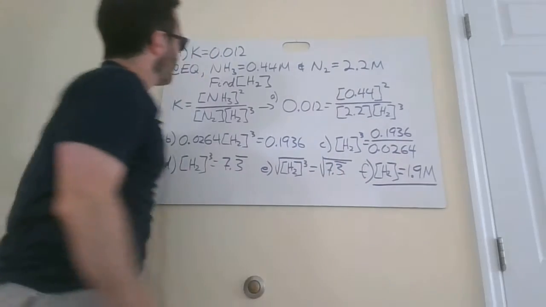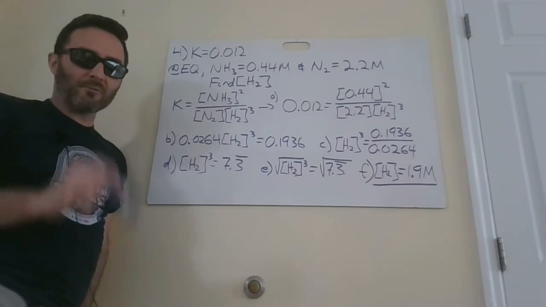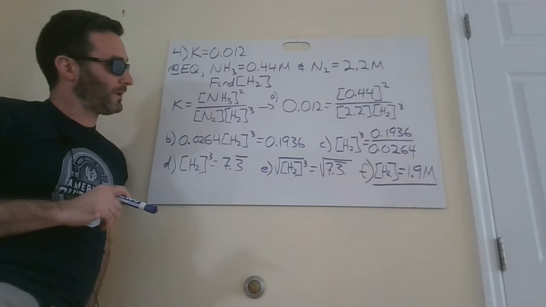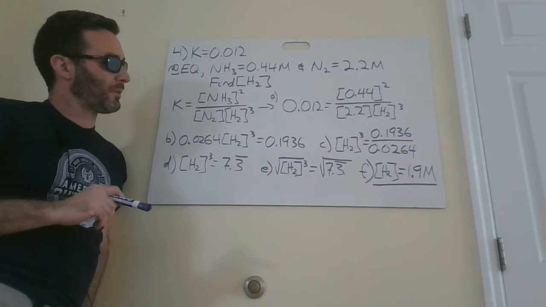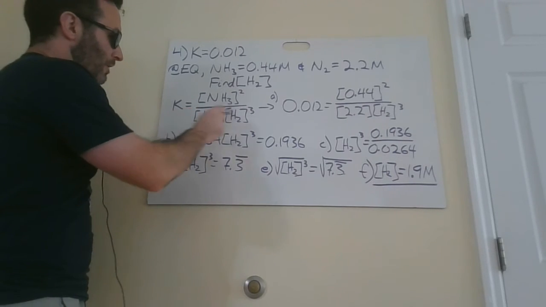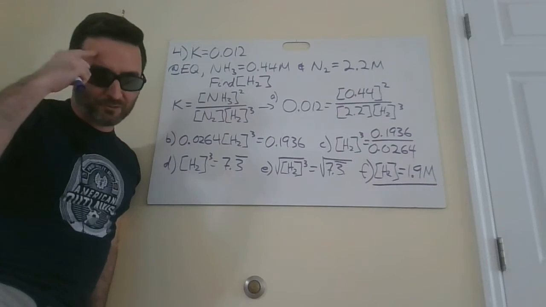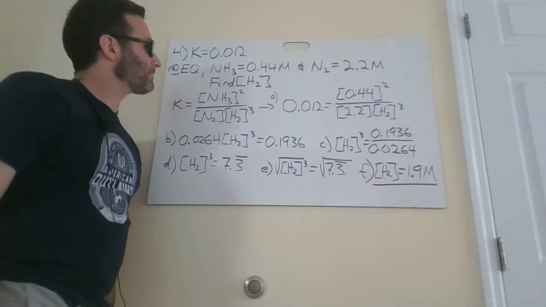Okie doke. So, still running with the same K. And on this one, I wanted to do this a little bit to make sure that you could get through a cubed root. So I showed you how to solve for a K and then how to solve for each one of these variables.